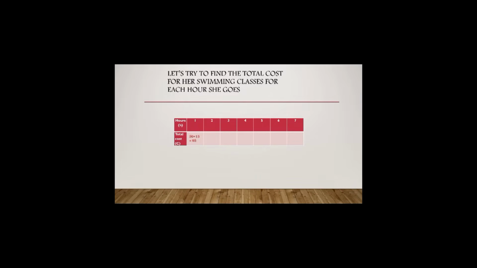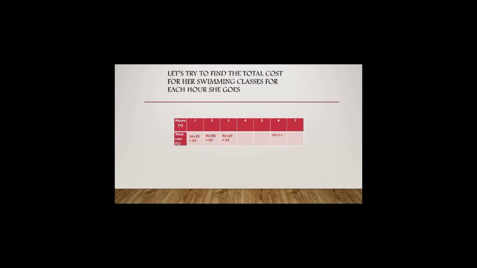So 50 plus 1 hour payment, which is 15, will give her the cost of $65. If she went for 2 hours, she would have paid, as I just said, 50 plus $30, which is $80. And if she went for 3 hours, she would have paid 50 as a deposit, but 3 times 15 is 45, so $95. And if she goes for 6 hours, how do you do this? How can you find it out, without going one by one? So let's see what happens here.